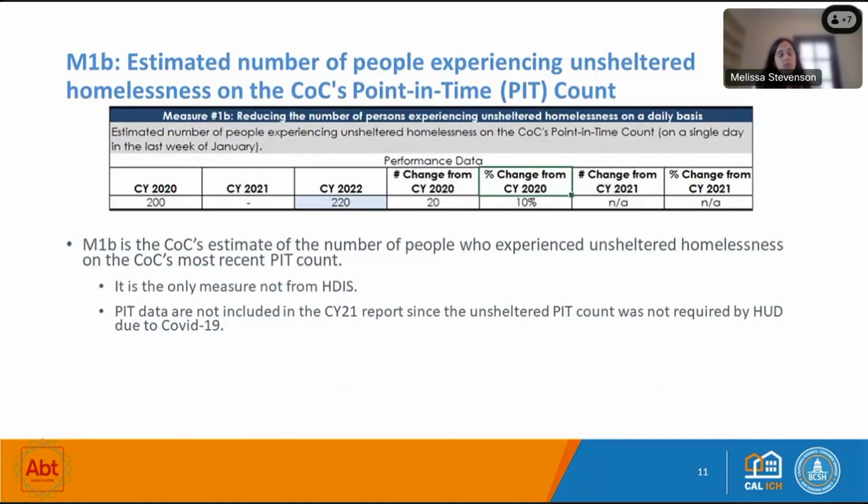This is the only measure that does not come from HDIS or your HMIS. This is from that PIT count reported to HUD. And you'll see that 2021 is not included because that was not required during that year due to COVID-19.